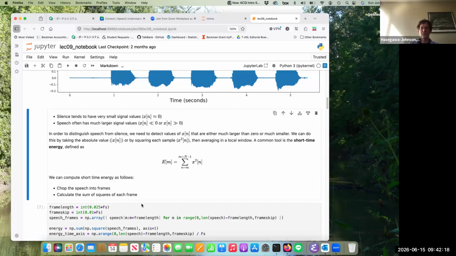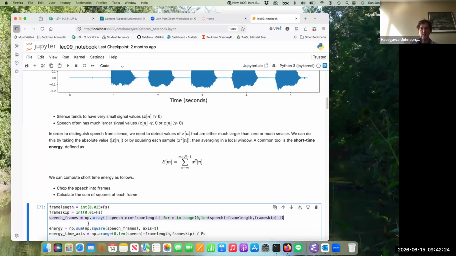We're going to chop the speech into frames using the same code that we used last time. Speech frames is equal to a matrix, which is the NumPy array created by taking a list of NumPy arrays. Each of the frames starts at time m and goes for a duration of frame length, where frame length is 25 milliseconds, and the frame skip parameter is 10 milliseconds. So m will be in the range from 0 to the length of the speech with a skip parameter of frame skip. In between the start of each successive frame, we'll skip 10 milliseconds, and each frame will be 25 milliseconds long.